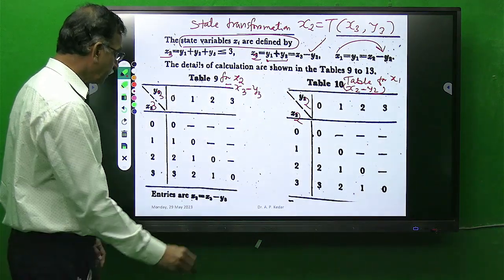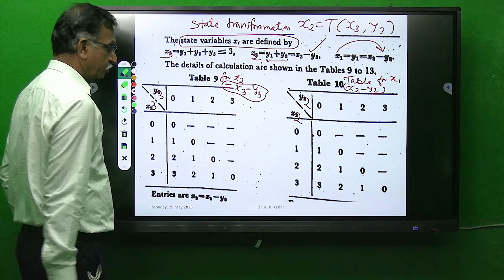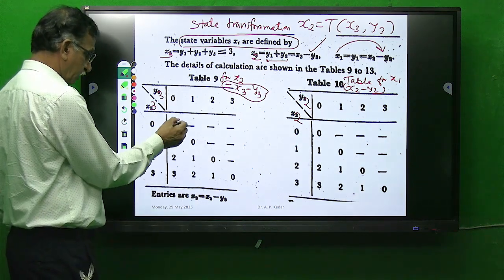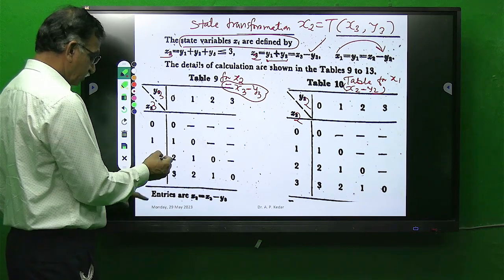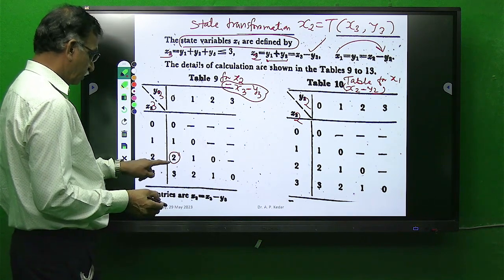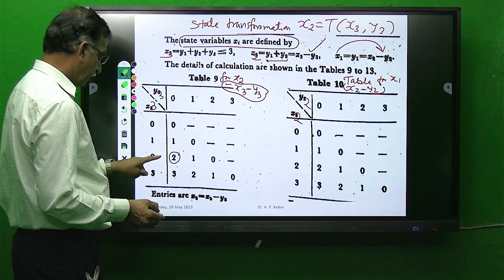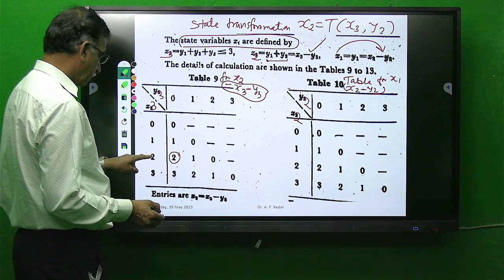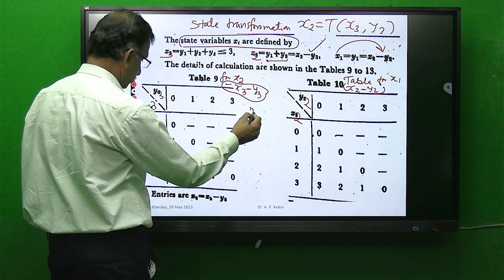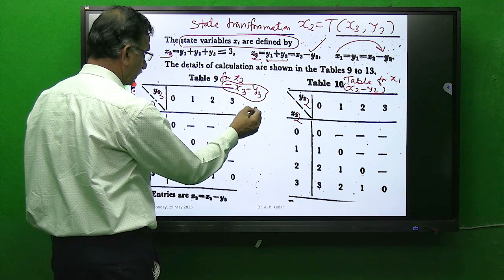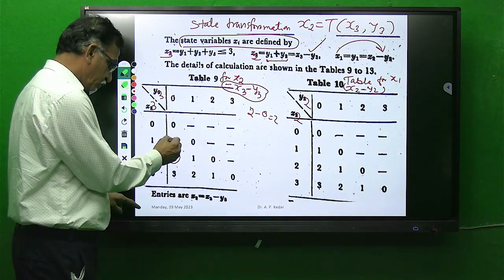So now put the values of, this is again y2. See here, use this logic for finding all values of x2. So if I put here for this value, how you get 2? For this value y3 is 0 and x3 is 2. Your formula is x3 minus y3, 2 minus 0 is 2. So this value you got 2.